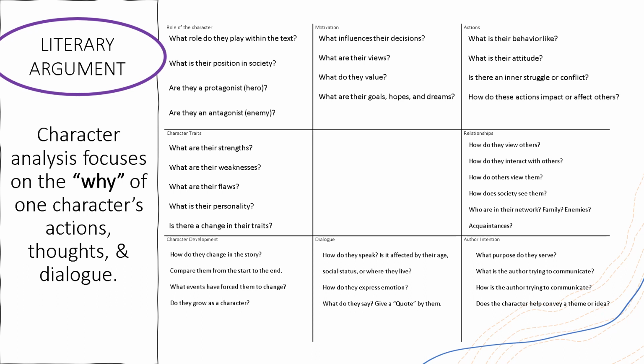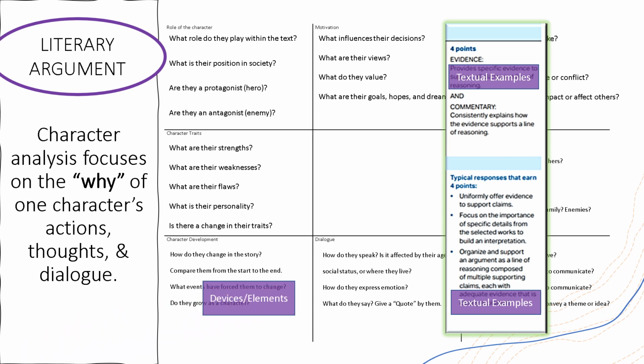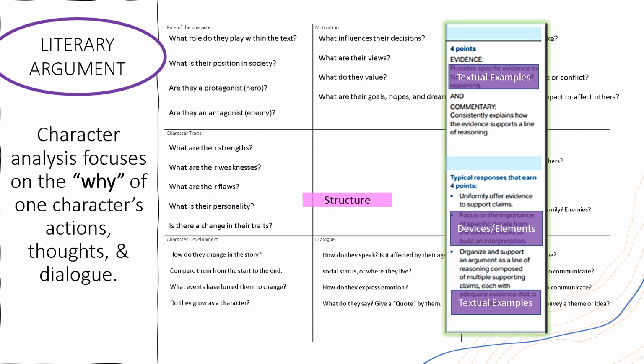By looking at the breakdown of the rubric's evidence and commentary, the evidence should be the text examples. These will be the answers from your character analysis. There should be at least 3 in each body paragraph. Your knowledge of literary devices or elements will help you to understand what the writer is trying to convey. You use this knowledge to structure the explanation of the line of reasoning to support your response to your argument.